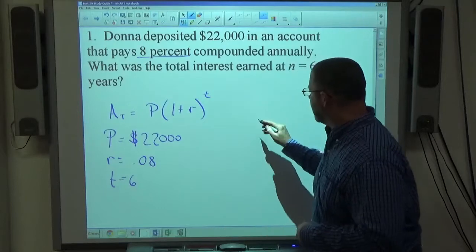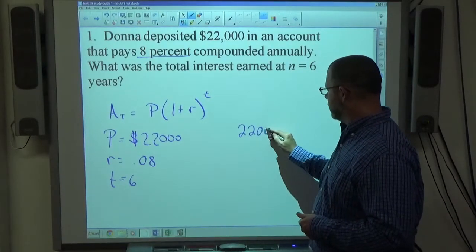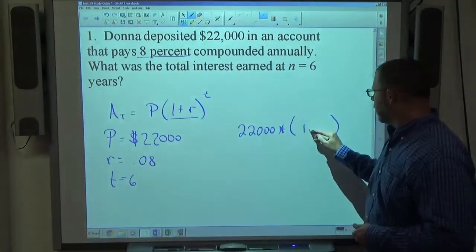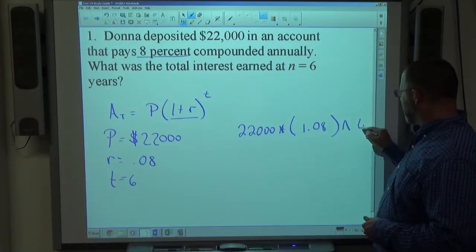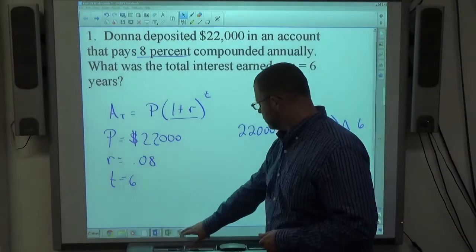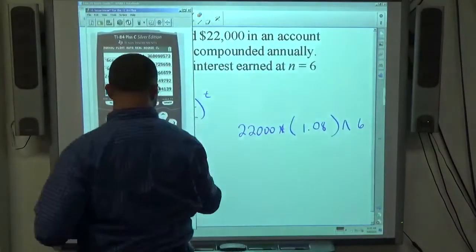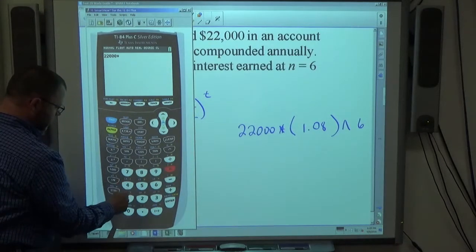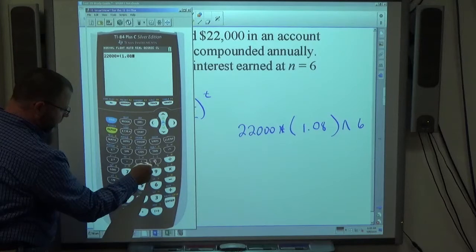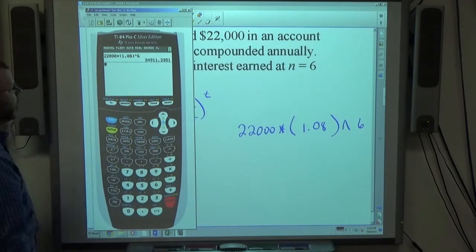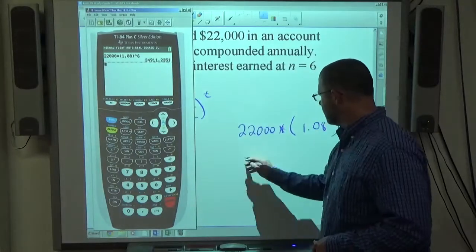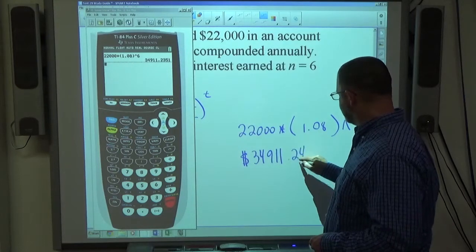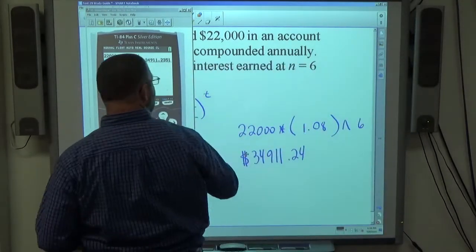So basically to get the answer, I'm going to do 22,000 times, and I can do 1 plus r in my head. 1 plus 0.08 is 1.08 to the 6th power. So that's how I'm going to find the answer. On my calculator, type in 22,000 times 1.08 caret 6 equals. We end up with $34,911.24. How much money she should have after 6 years.